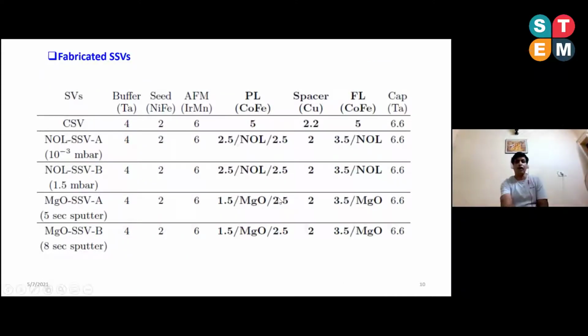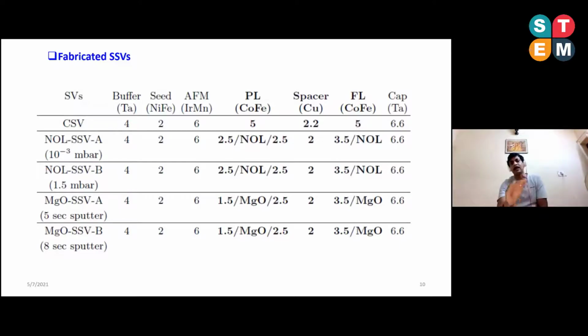So we have two different systems, as I will note. NOL SSA is at 10 to the minus 3 millibar, which is called the optimized condition for specular reflection. NOL SSB is at a higher pressure of 1.5 millibar, which is called an overdose. Similarly, for MgO, we deposited for 5 seconds, which gives a very ultra thin MgO layer, and then for 8 seconds, which is called an overdose.